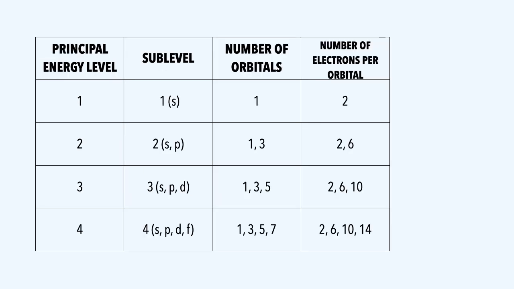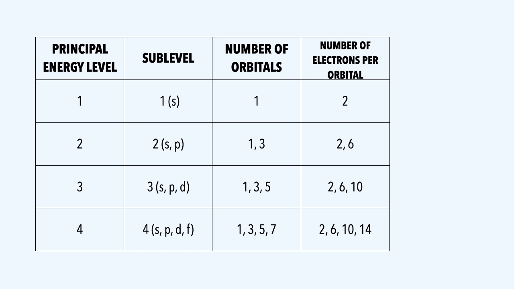Now we have our column for the number of electrons per orbital. So for example, sa principal energy level 1, dahil may isa tayong orbital, 2 ang ating electrons. Sa principal energy level 2 naman, dahil meron tayong isang orbital for S at 3 orbital sa P, ang number of electrons per orbital natin ay 2 at 6.